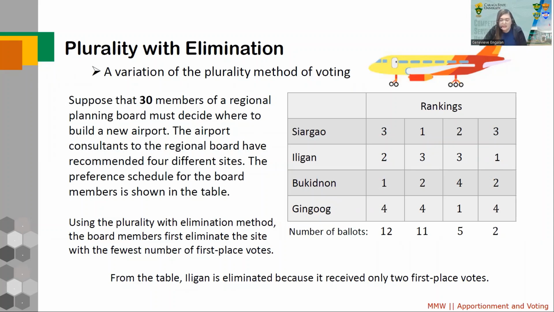Okay, so let's just count the number of first place votes. Una ta kang Siargao. Pila man kabuok number of first place votes? Pila man kabuok ang nag-vote niya nga siya ang first? 11. So, pasabot, ang kang Siargao is 11 kabuok ang nag-vote niya o first place.